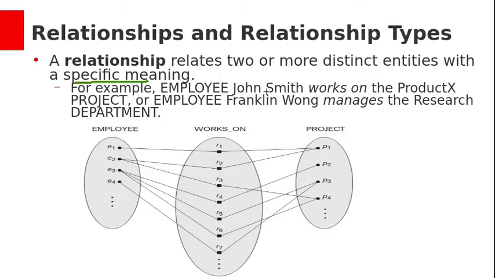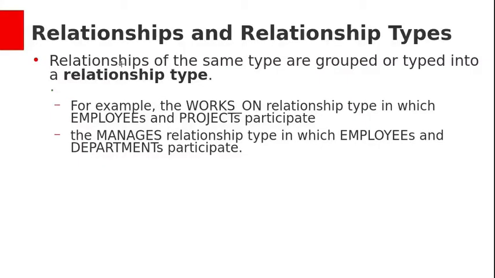For example, employee John Smith works on product X. This is the project. Employee Wang manages the research department. This is the relationship. This works on associates this employee and project, and this manages relationship associates this employee with a particular department. Like entities, relationships of the same type are grouped into a relationship type.